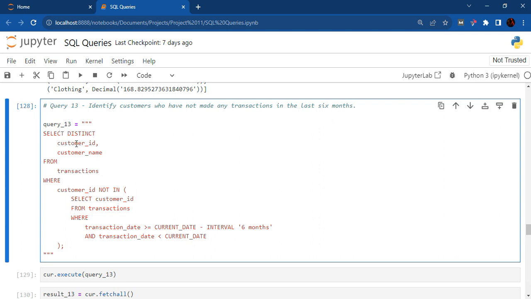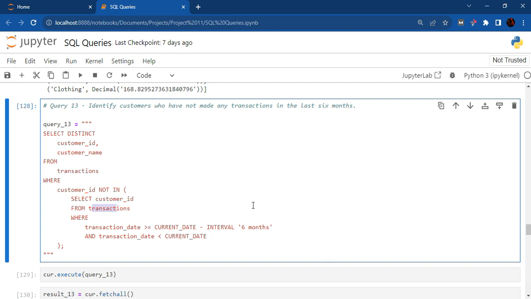First of all, select the distinct customer ID, of course. They are distinct already even without this, but I just added that. The customer name from our transaction table. Then we should now select the customer ID where, remember where, we'll now give a condition. So you select the customer ID from our table where, now this is a subquery, where transaction date is greater than or equal to the current date minus 6 months.